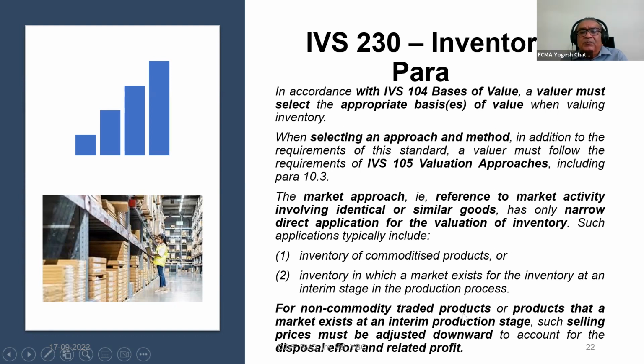So for a non-commodity traded product, or a product for which a market exists at an interim production stage, such selling price must be adjusted downward to account for the disposal effort and related profit. So in the interim stage also this valuation will be required. So here I can give an example also, within a production, meaning in the middle of the production process, of how a market can be found. So here, just for example, I would like to highlight one thing.